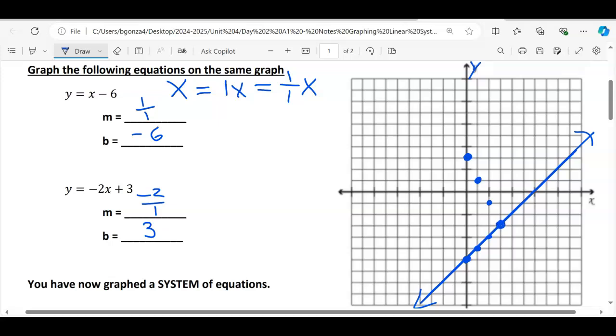Hey, you can see where it's going to cross if you keep the pattern going. -2 over 1. Down 2, right 1, down 2, right 1, down 2, right 1. Boom.